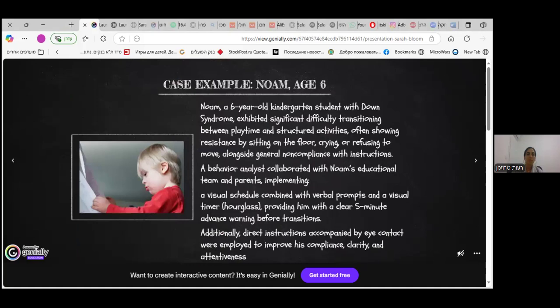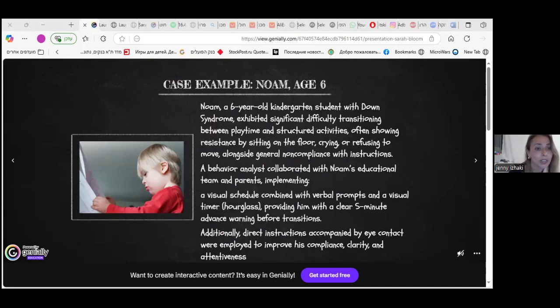Let's look at a case example. In this case, we meet Noam, a 6-year-old boy with Down syndrome attending kindergarten. Noam often struggled with transitions between play and structured activities, expressing resistance by crying, sitting down, or refusing to move.